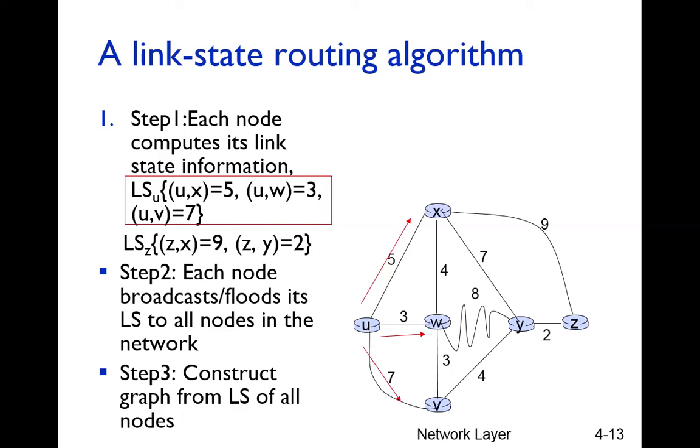Now how broadcasting is performed. Suppose node u wants to broadcast its link state information. So what is its link state information? The link state information of u is ux equal to 5, uw equal to 3, and uv equal to 7. So how will it broadcast? It will generate a message, and that message it will send to its neighbors.